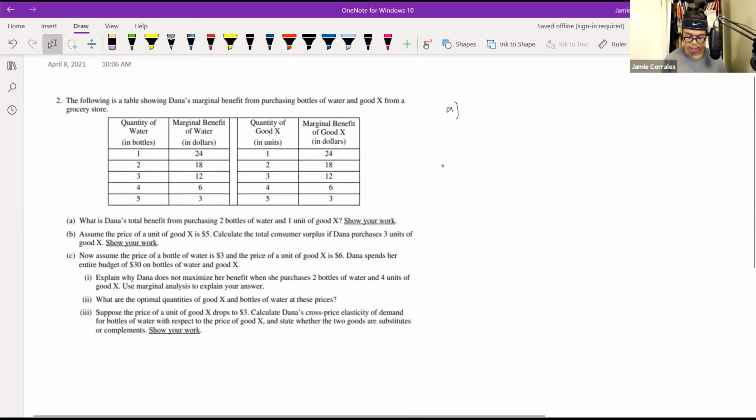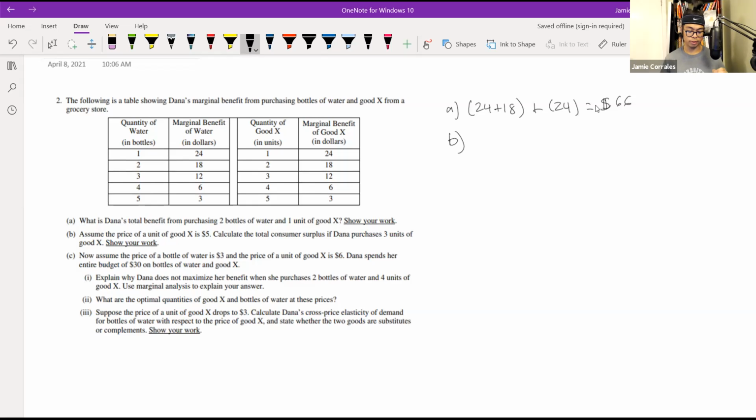Let's do that here. I think I have a bit of space. So 2 bottles of water, what's the total benefit? Well, 2 bottles of water gives her a benefit of 24 plus 18, and then 1 unit of good X gives her 24. So when you do some pretty intense math, you get $66. Okay, let's move on to B.